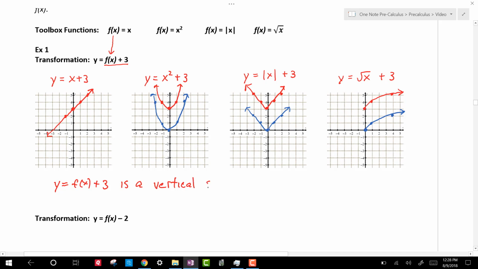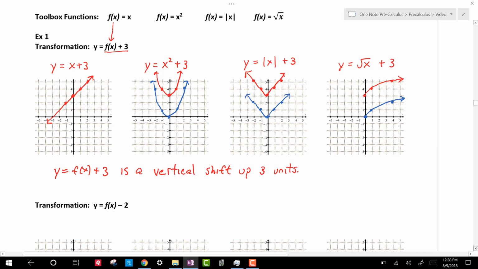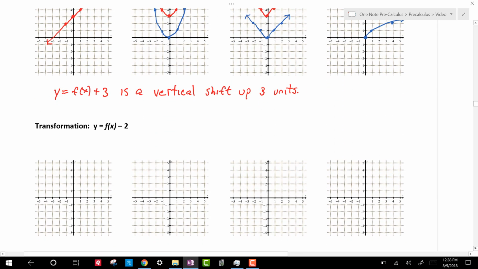We call this a vertical shift up 3 units. All right? So I would encourage you at this point to stop the video and see if you can graph the four graphs of y equals f of x minus 2. Okay? F of x minus 2. All right?